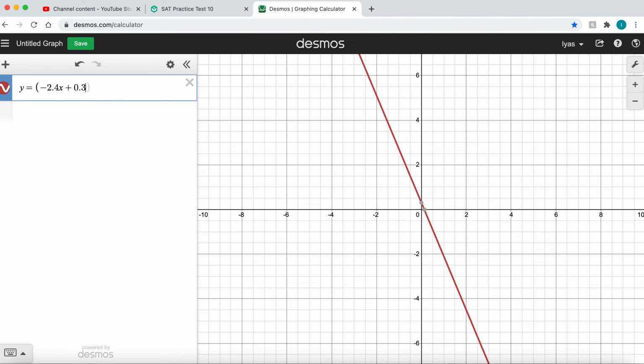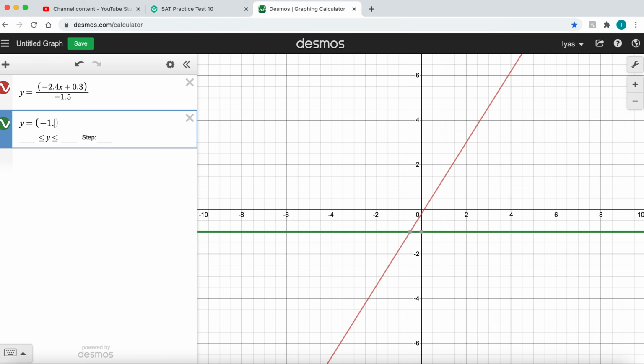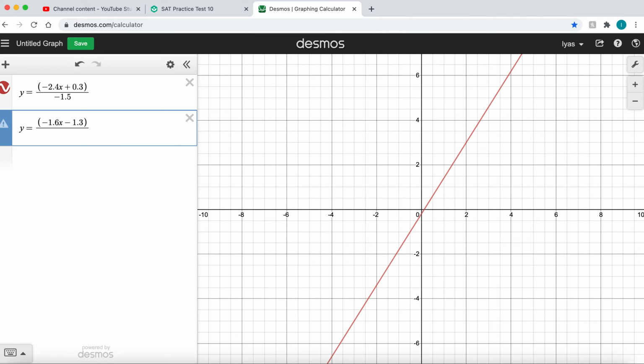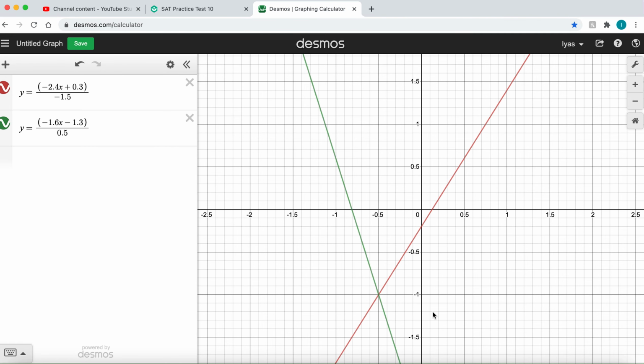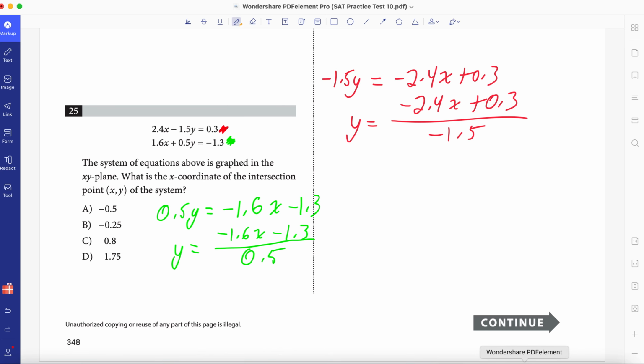Was 0.3 divided by negative 1.5. That's our first value. And then y, that's our first equation, sorry. And then this is negative 1.6x minus 1.3 divided by 0.5. The point of intersection is at negative 0.5 and 1, and that indeed is the answer, because that's just where the two systems intersect. So it is at this point negative 0.5. And this is just for demonstration purposes. Definitely know system equations. That's like guaranteed to come up on the SAT exam with like numerous questions.